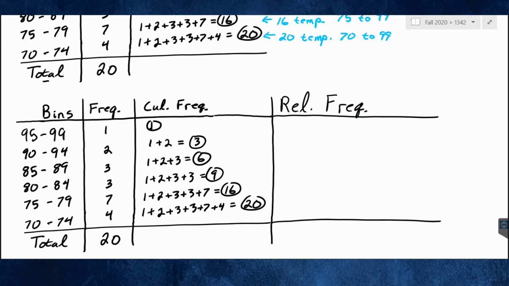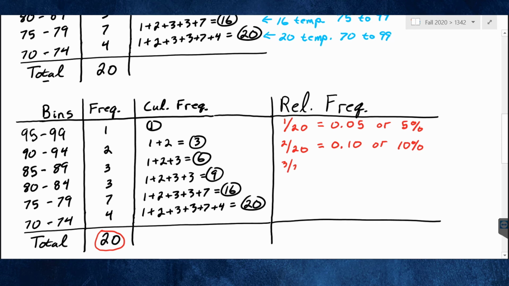Now for the relative frequencies, let's go down and create that column. I'll take the total. There's a total of 20 frequencies here, a count of all the different temperatures. In the first row, we have a frequency of 1. We divide that by 20, and as a decimal that would be 0.05, or 5%. The next one is 2, so 2 divided by 20 is 0.10, or 10%.